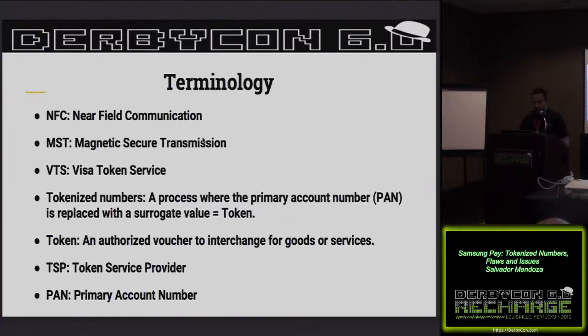VTS is Visa Token Service. Tokenized numbers are a process where the primary account number is replaced with a surrogate value, which means a token. When I'm talking about a token, just think about tokenized numbers. A token is an authorized voucher to exchange for goods and services. TSP is token service provider, and PAN is primary account number.